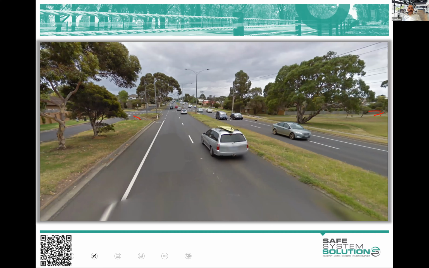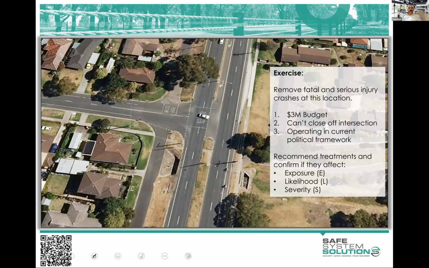So the task you've got is that we want death and serious injury removed at this location going forward. Now, you've got a budget of $3 million to do that. You can't close off the intersection. I know you wanted to do that because that was one of those early principles: can you have less intersections? Fortunately, we've done the community consultation and you can't do that. In fact, we have to have vehicles able to access that from all directions. So they've got to be able to exit right, exit left. They've got to enter from the top and the bottom of the screen there.